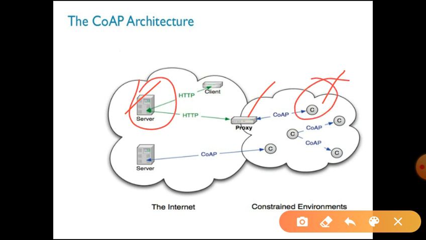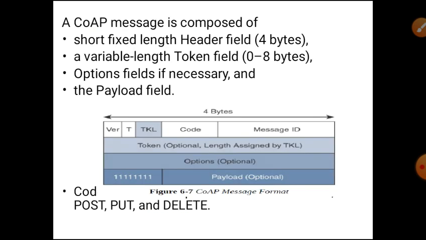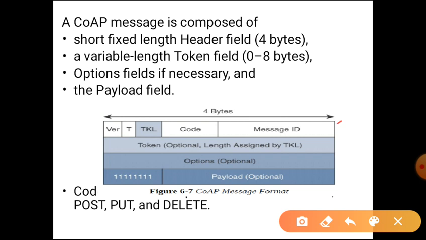So these are the different ways of communication that are supported by CoAP. This is just a general diagram that shows the working of a CoAP communication. Now coming to the format of the CoAP message, it consists of a header, which is of size 4 bytes, that is a fixed length, then we have a variable length token field, then an optional field, that is options, then we have a payload.